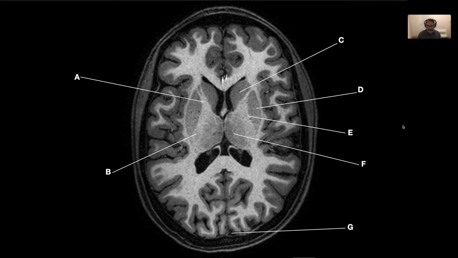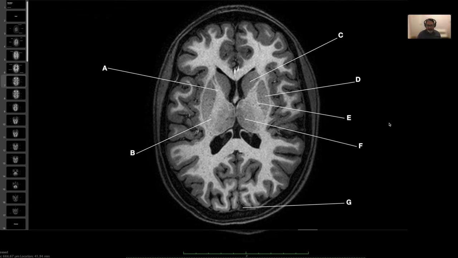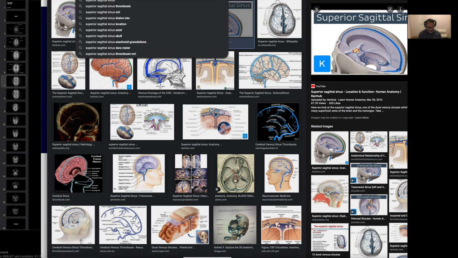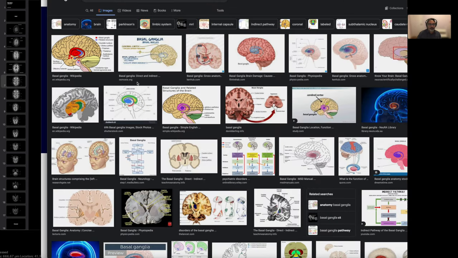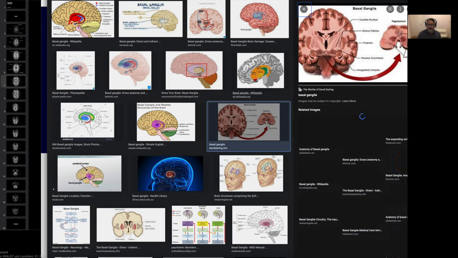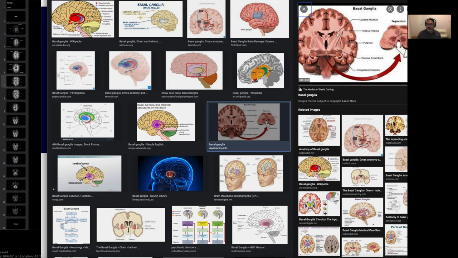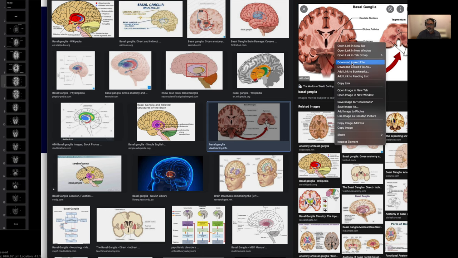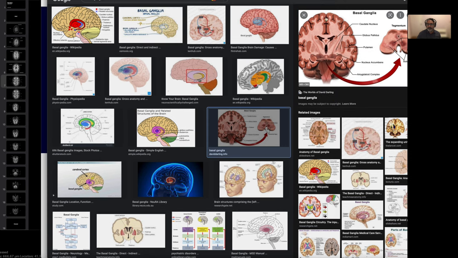Two reasons why it's important. The nucleus itself, have you heard of the term basal ganglia? Now the basal ganglia, that's where we are. That's a coronal view of the basal ganglia, this one. And that's what we're talking about. That's the caudate nucleus. That's the putamen. That's the globus pallidus. Let's open the image in a new tab.